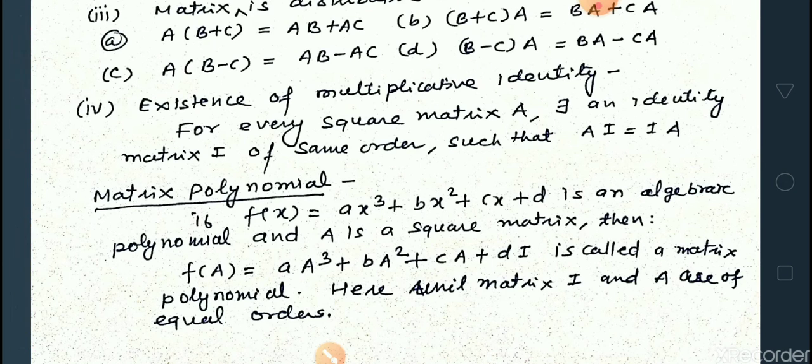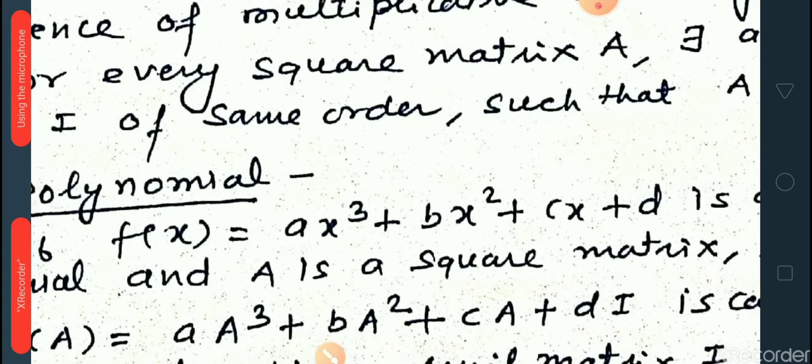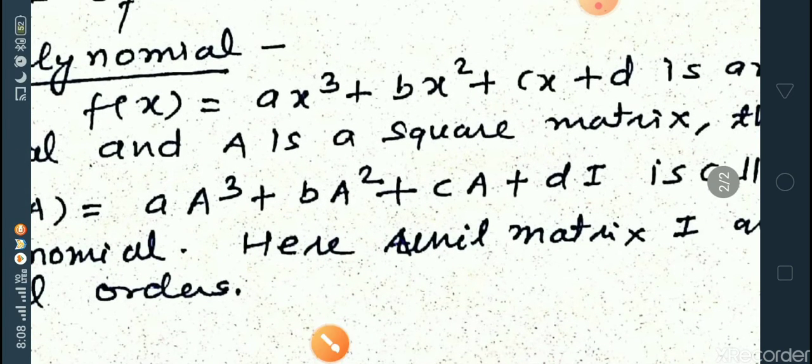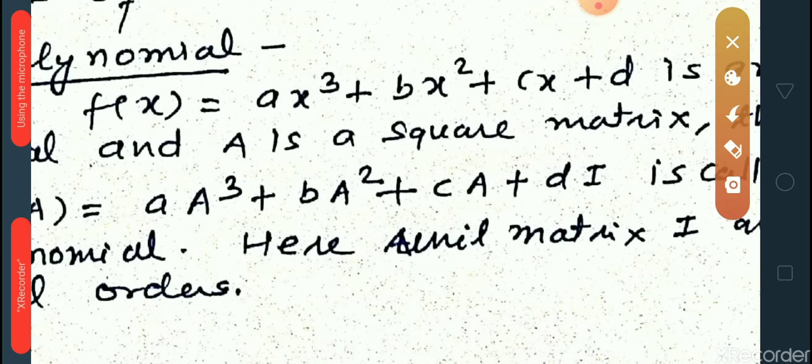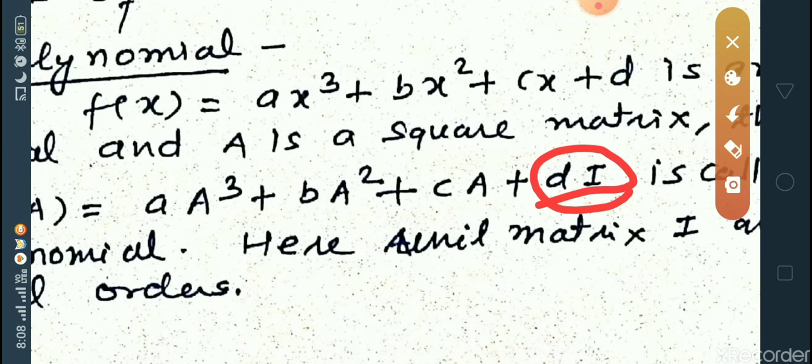Here the unit matrix I and A are of equal orders, meaning the order of I and A must be equal. We can say that we choose I of the same order as A. Important thing is that here it is written as dI, but in the question it is simply d. But when you write a matrix polynomial, you have to compulsorily write I as a multiple of the constant. If a constant is alone, having no other variable, you have to write I here.